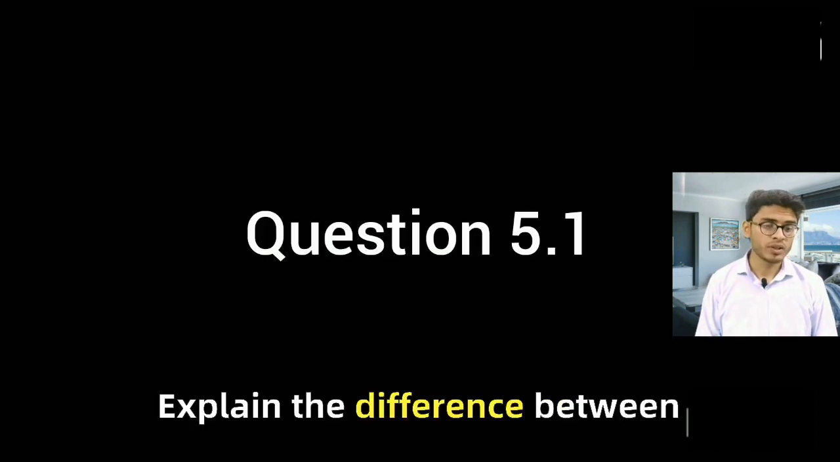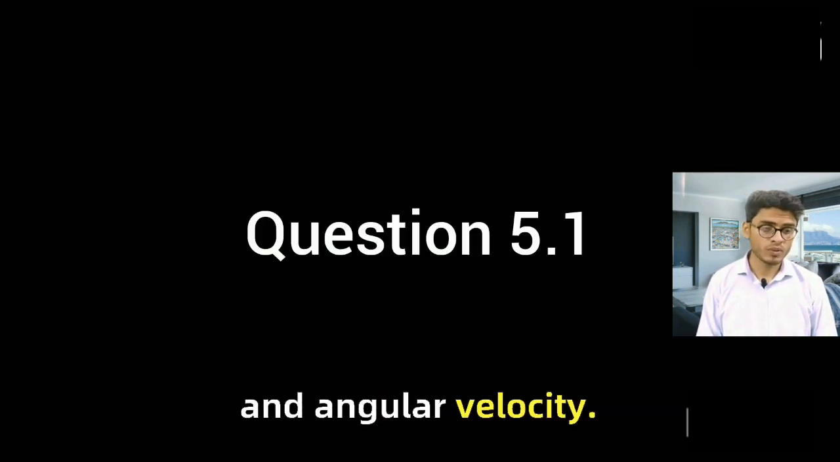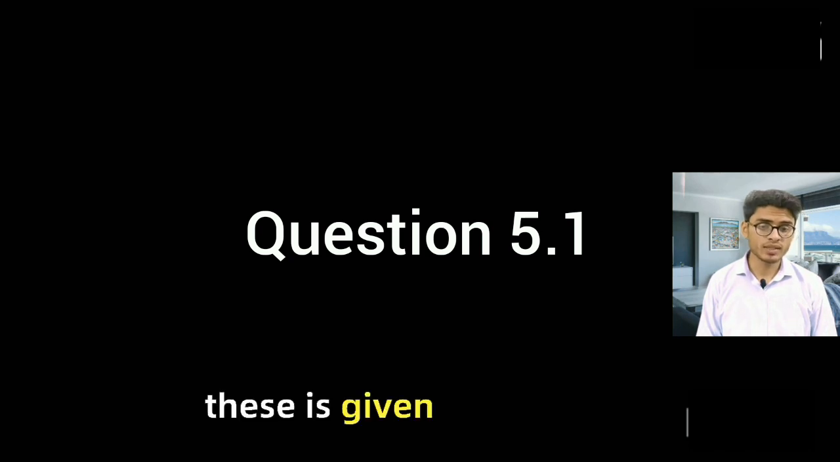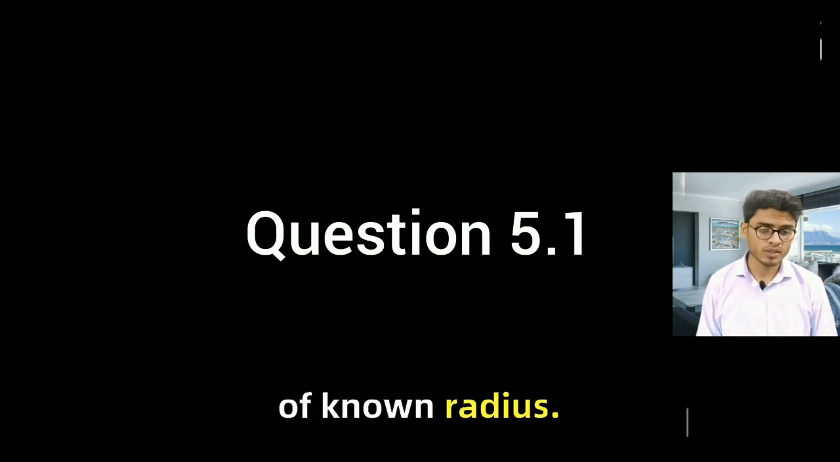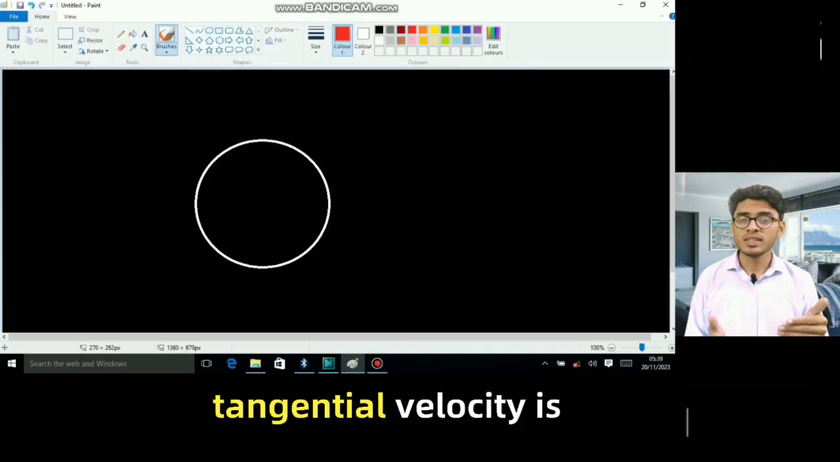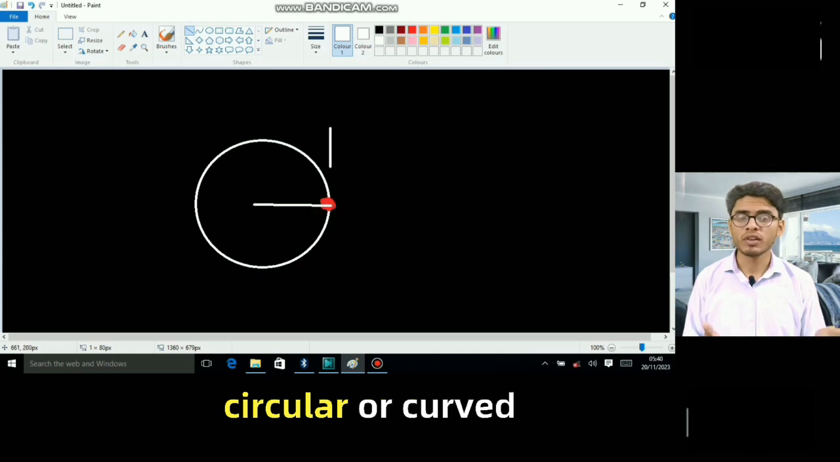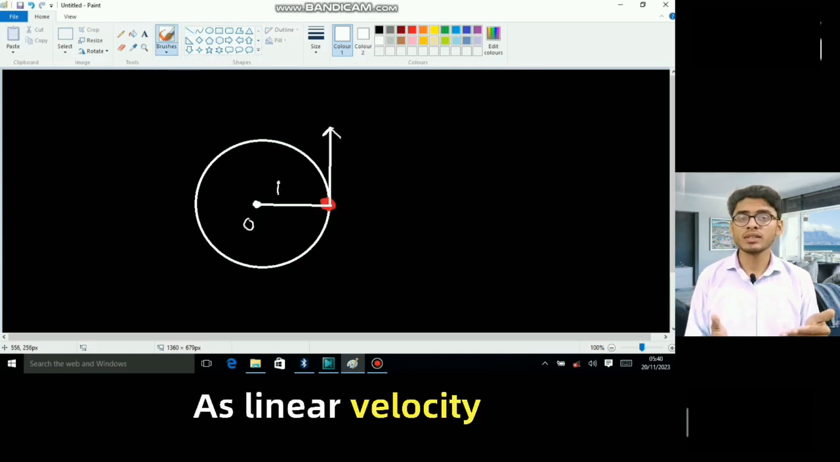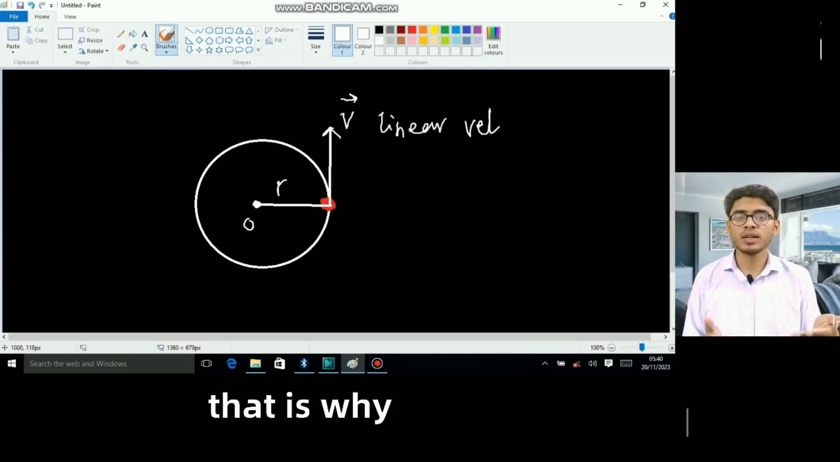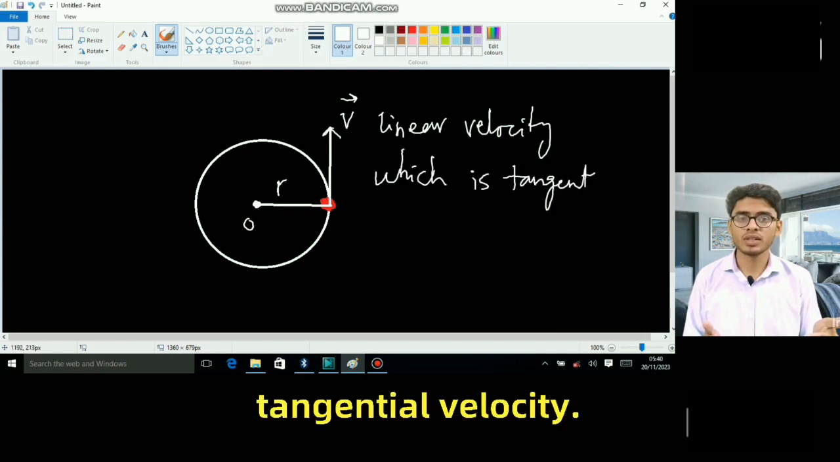Explain the difference between tangential velocity and angular velocity. If one of these is given for a wheel of known radius, how will you find the other? Tangential velocity is the linear velocity of an object moving along the circular or curved path. As the linear velocity is always along the tangent, that is why it is known as tangential velocity.